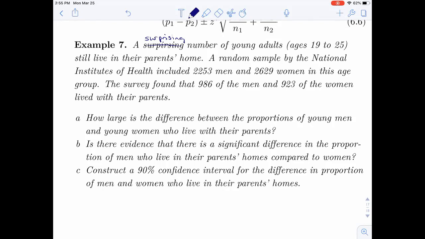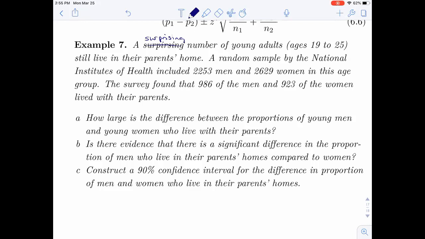So far, we're not asking for a hypothesis test or a confidence interval, but what I want to do is just be aware of what assumptions I'm going to have to check. I'll just read on. So part B, is there evidence that there is a significant difference in the proportion of men who live in their parents' home compared to women? So here we're doing a hypothesis test, and you guessed it, in part C, we're doing a confidence interval. Part C, construct a 90% confidence interval for the difference in proportion of men and women who live in their parents' home.